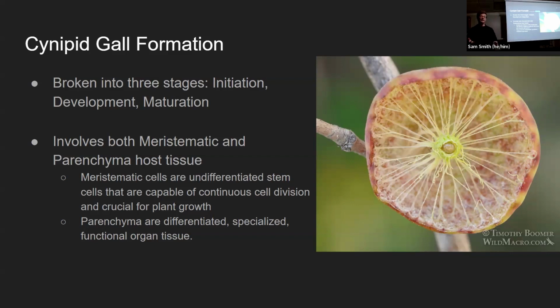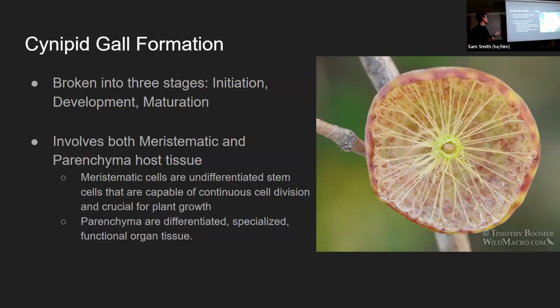Meristematic cells are the undifferentiated stem cells that are capable of continuous cell division. In a new bud, for example, these are the cells that interact with plant growth hormones to produce the whole variety of different plant organs that they grow into. So these are crucial for plant growth. The original hypothesis was that these were the cells always targeted by adult gall wasps to oviposit onto. It would make sense that the hormones these release naturally engage with these more flexible, less determined cells.